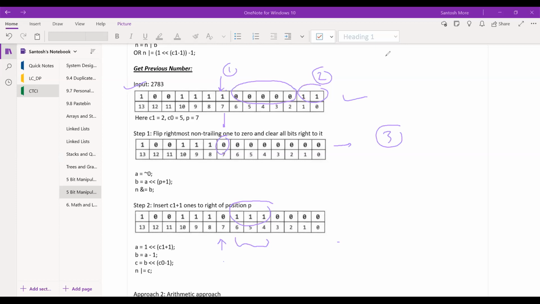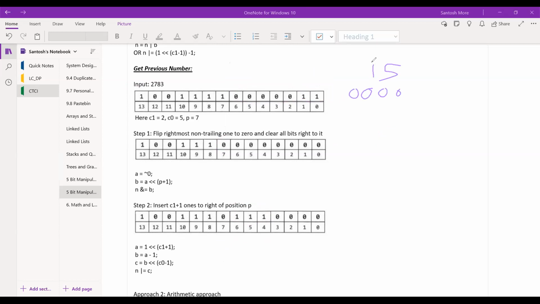Okay, can we do this with a small example, like any number? Say 15. So if we take 15 and only 8 bits here, we have 0, 0, and then all these 4 ones, correct?